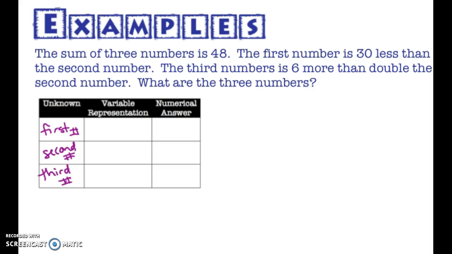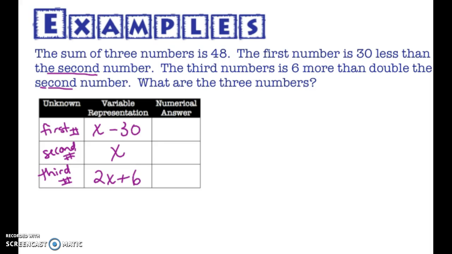Okay, when you're trying to come up with your variable representations, and there's multiple things here, look to see what everything's being compared to. So it says the first number is 30 less than the second. The third number is 6 more than double the second. Since they're both being compared to the second number, it makes a lot of sense to call the second number x. So I'm going to use that to find expressions for the first and third. The first is 30 less than the second. So the second is x, take away 30 for the first. The third is 6 more than double. So double is 2x, add 6.